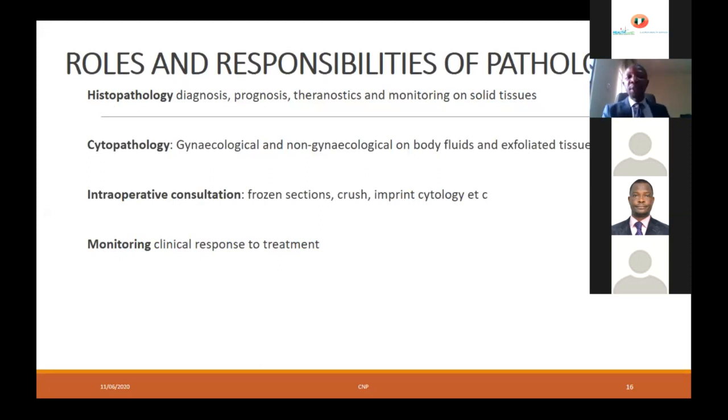Exfoliative cytology and aspiration cytologies and other samples taken from other body fluids and body cavities are also looked at as non-gynae samples by the pathologist as well.